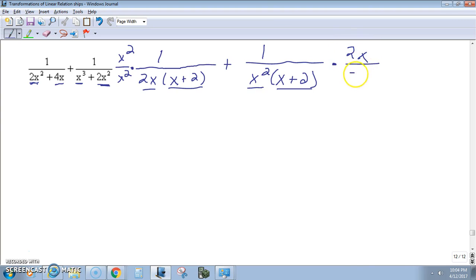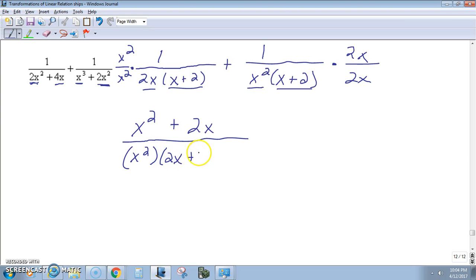So to get that common denominator, I'm going to multiply this side by x squared over x squared, and the other by 2x over 2x. So what do I have? I have x squared times 1 is just x squared. Plus on this side, I have 2x times 1 is just 2x. And then my denominator is a big one. It is x squared times 2x plus 2. But you guys, there's a lot of reducing I can do here, and I'm just going to play around with it again.